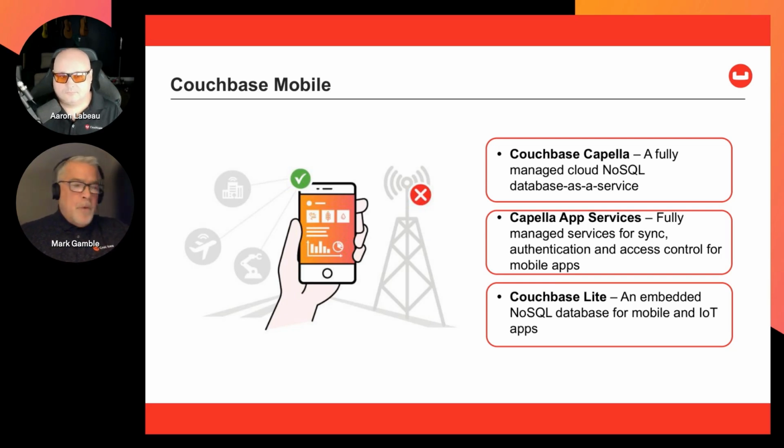So Couchbase Mobile is our mobile database platform. It's a product stack made up of 3 components. Couchbase Capella. This is a fully managed cloud NoSQL database as a service. It's Couchbase in the cloud. And then Capella App Services. This is fully managed backend services for sync, authentication, and access control for mobile and IoT apps. And then we have Couchbase Lite. And this is the embedded NoSQL database for mobile, IoT, and custom embedded devices and applications.